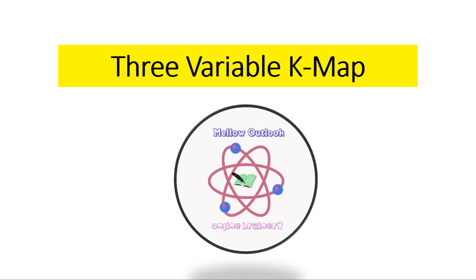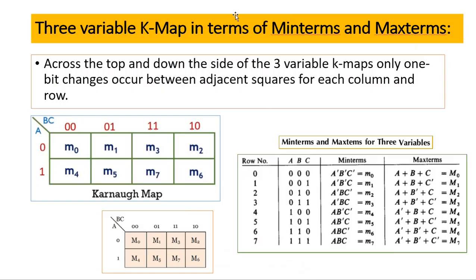Welcome to the tutorial on 3-variable K-map. Across the top and the bottom side of the 3-variable K-map, only one bit change occurs between the adjacent squares for each column and row. If you observe here, we have considered a 3-variable K-map wherein I have considered the MSB variable as A and the LSB variables as BC, and this BC forms a 2-variable.